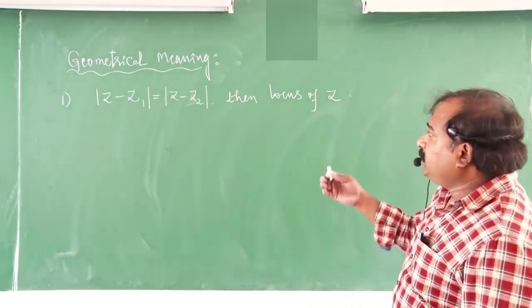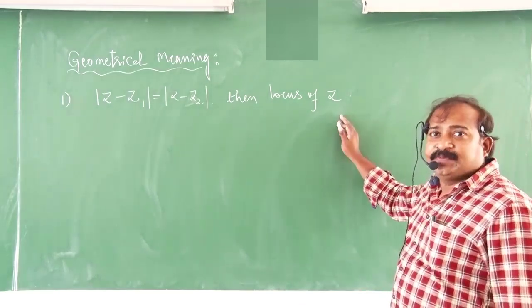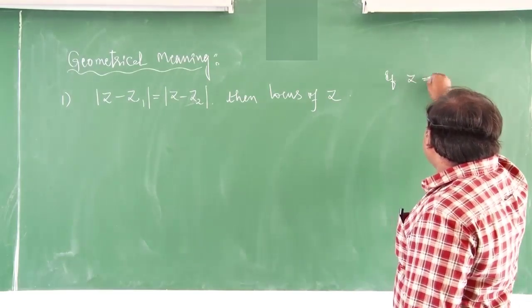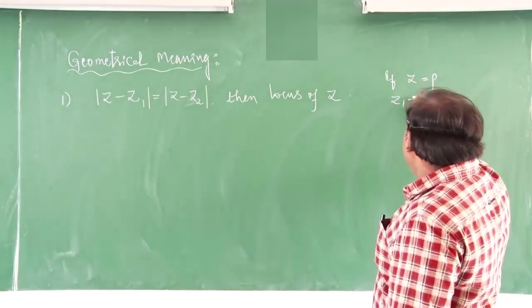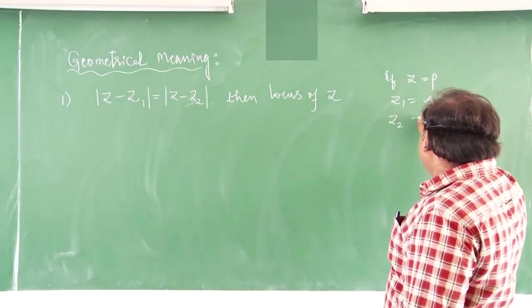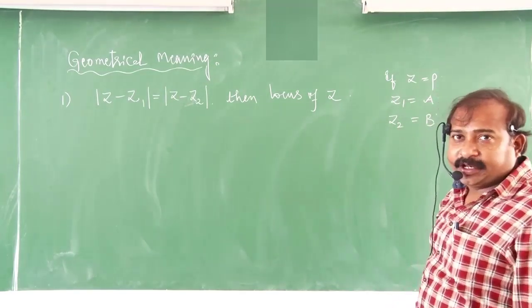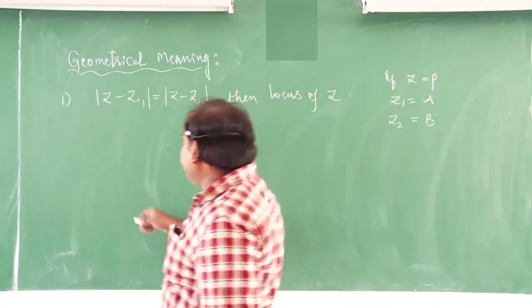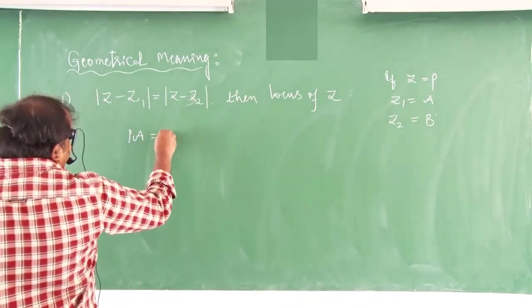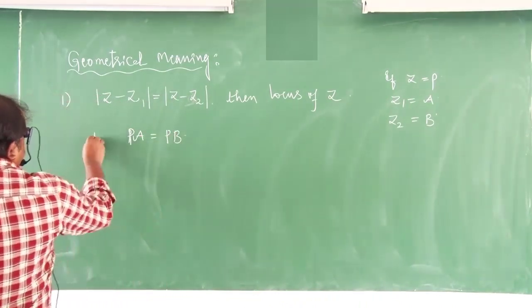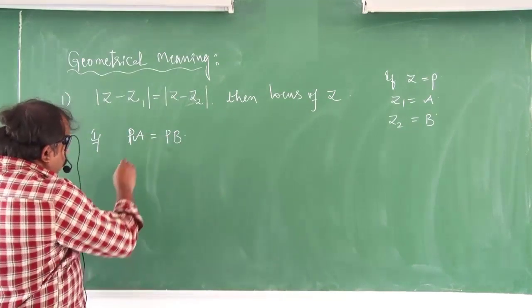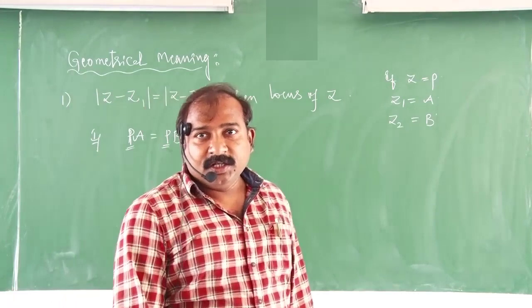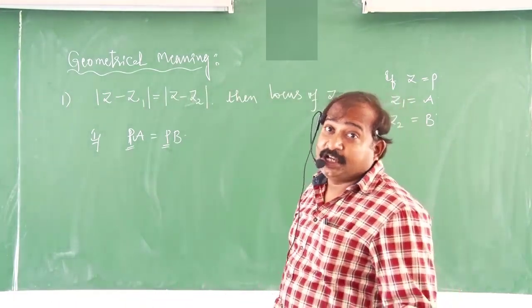So here indirectly, if z is the point P, and z1 is one fixed point A, z2 is some other fixed point B, you can take it. Then tell me what that equation indicates. The equation is nothing but PA is equal to PB. If PA is equal to PB, what is the locus of P? P is nothing but equidistant from the 2 points A, B.